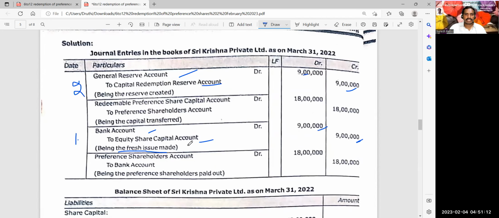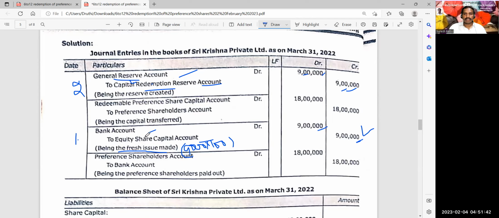Okay. How many shares are issued? 9,000 shares. Okay. Into how much each share? 100 rupees. How much it becomes? 9 lakhs. This 9 lakh rupees has been received. Remaining 9 lakh rupees we are adjusting from general reserve. Okay, general reserve account debit to capital redemption reserve. How much? 9 lakh rupees. Being the reserve created. You can write CRR created.